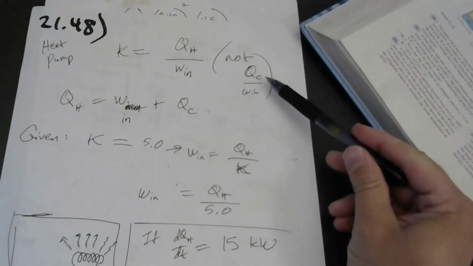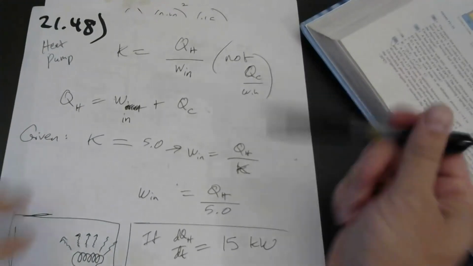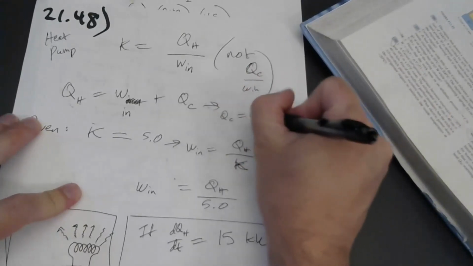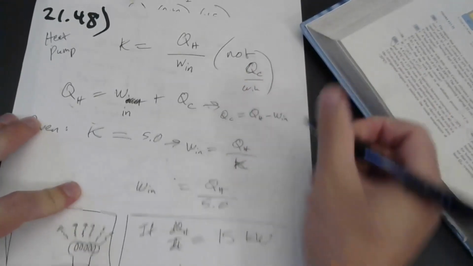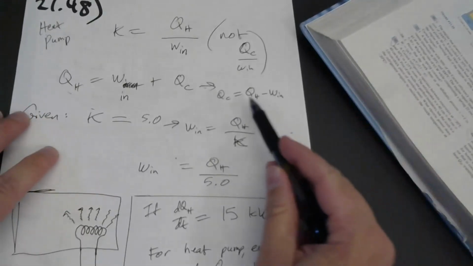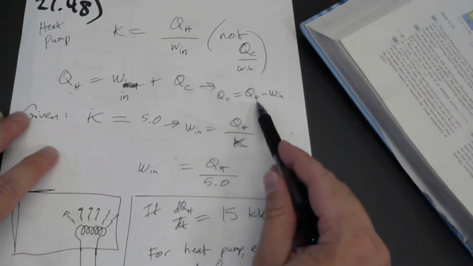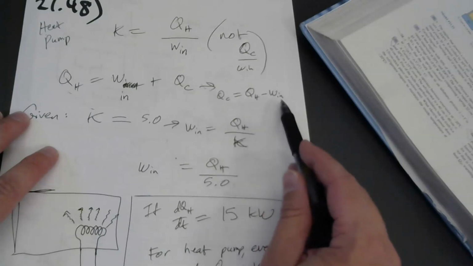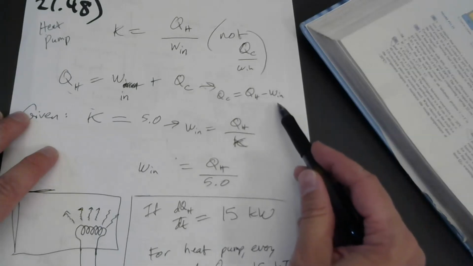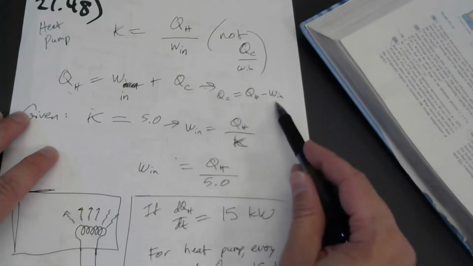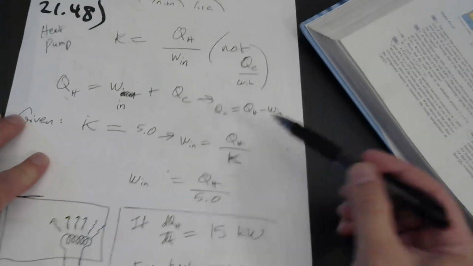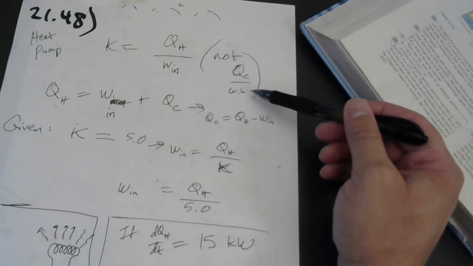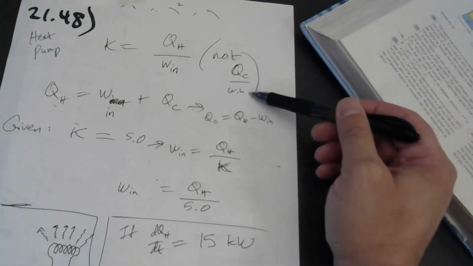And let's see here. If this is the definition they used, I'm going to use this relationship between the three. QC would be QH minus input work. Well, that would be the required 15 kilojoules minus the 3 kilojoules. 15 minus 3 is 12. So QC would be 12. 12 divided by the work input of 3 would be 4.